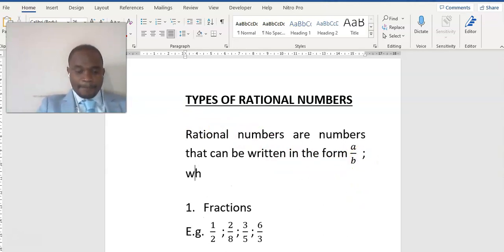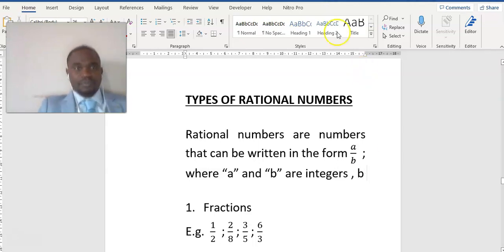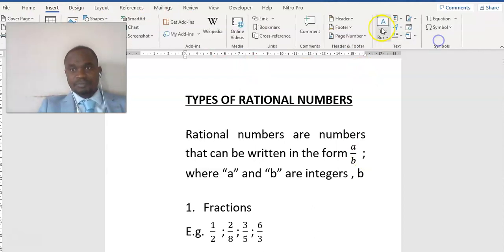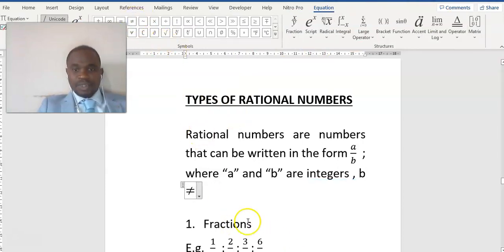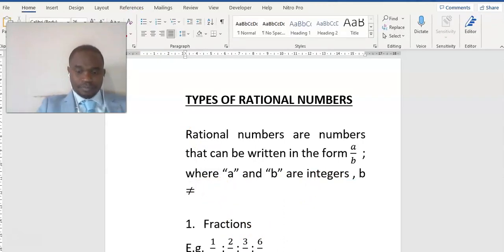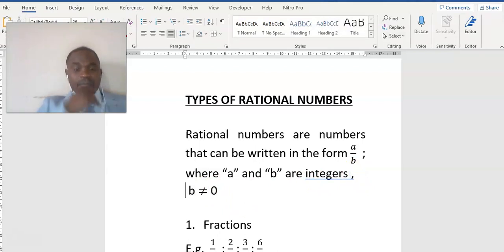Alright, where a and b are integers, and b should not be equal to 0. So b should not be equal to 0.